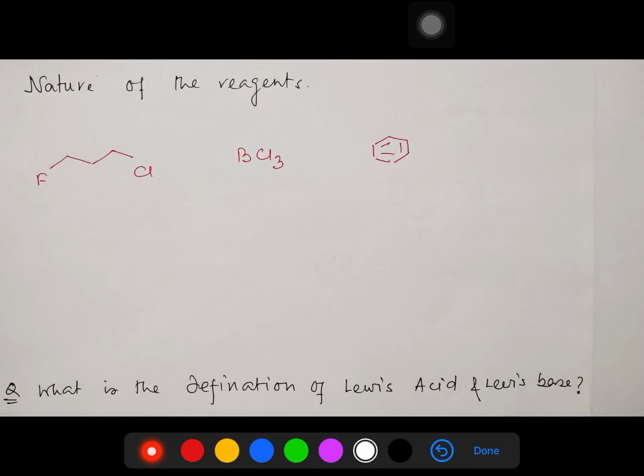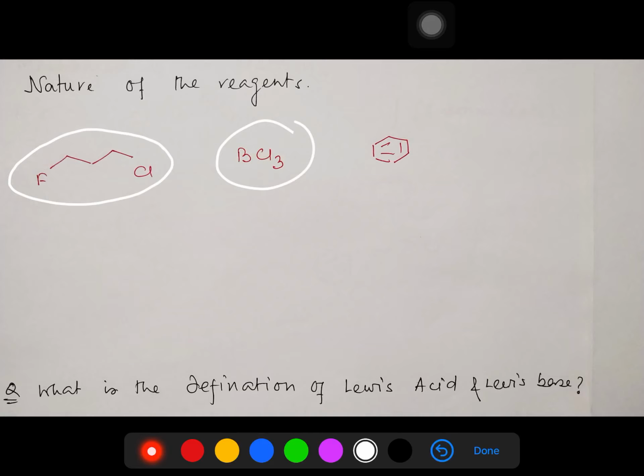So what is given? This reagent is fluoro chloro, meaning you can consider it a propane derivative, where one position is substituted with fluorine and another with chlorine. The second is BCl3. We know that BCl3 can act as a Lewis acid; I shall explain why. And third is benzene.